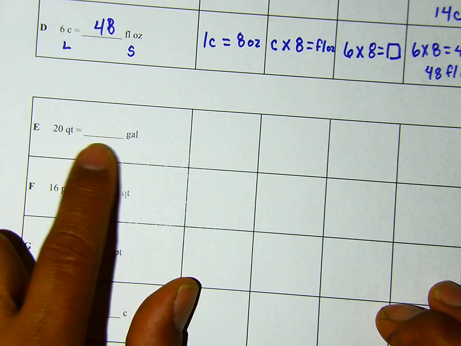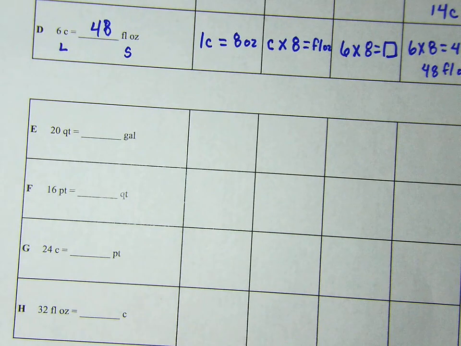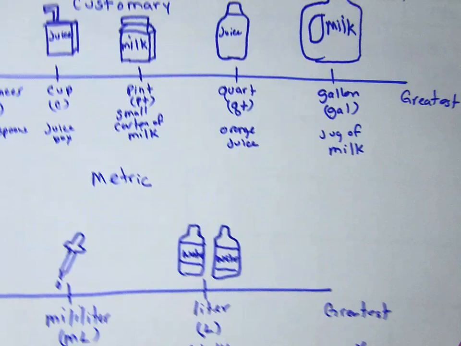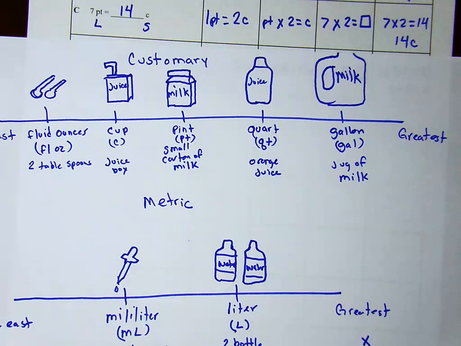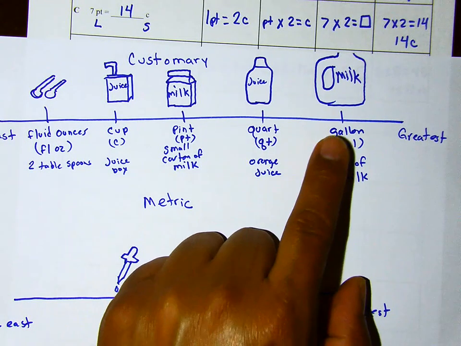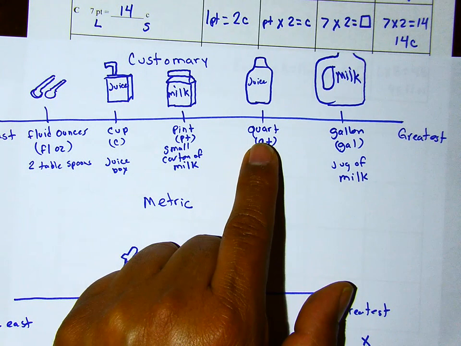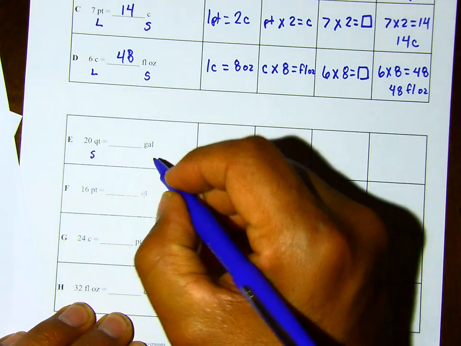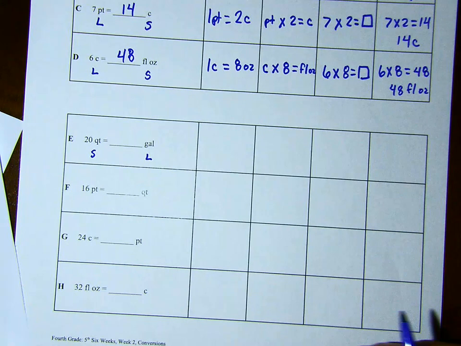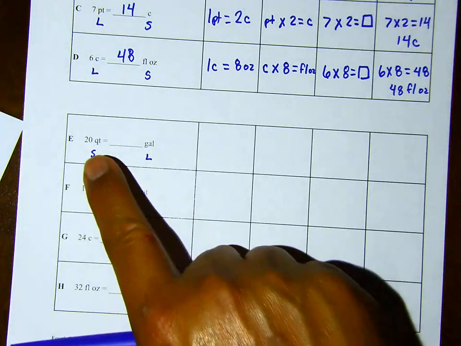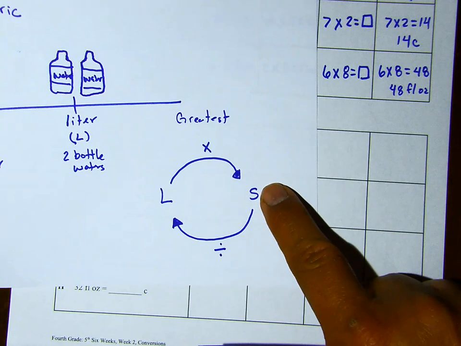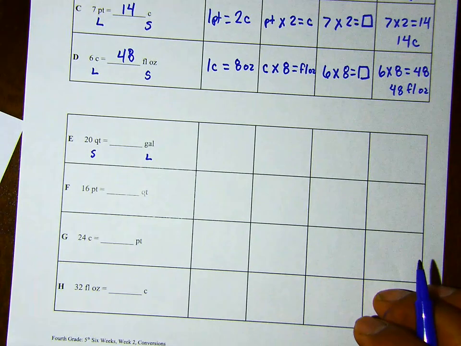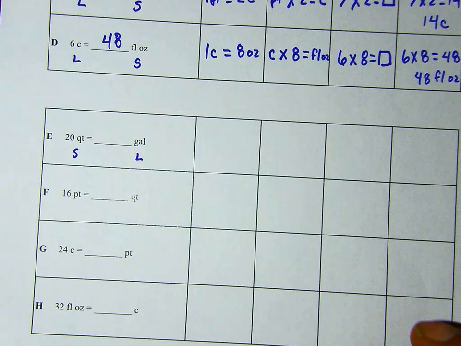20 quarts equals how many gallons? So we're going from quarts to gallons. If I look at our diagram that we created, quarts are smaller than gallons. So we're going from a smaller unit of measure to a larger unit of measure. If I'm going from small to large, then I'm going to have to divide. So here we're going to have to divide.